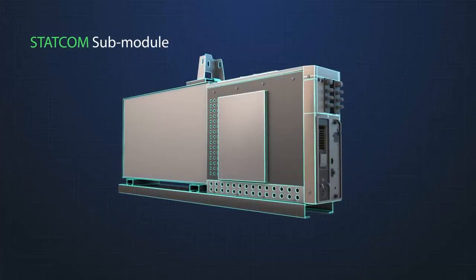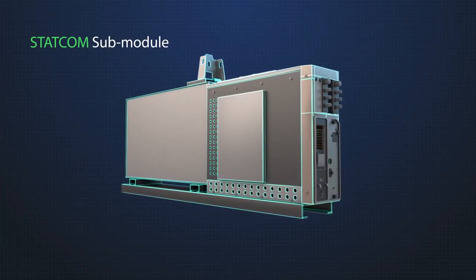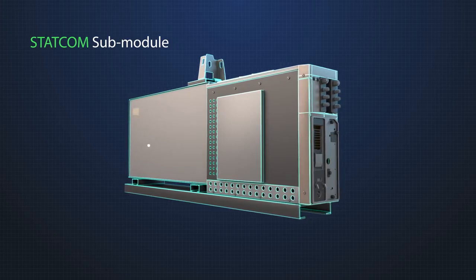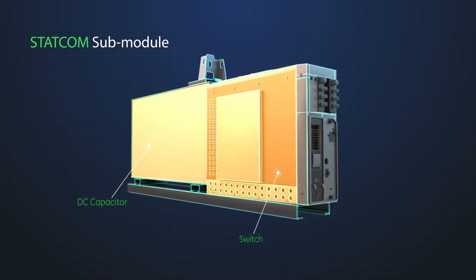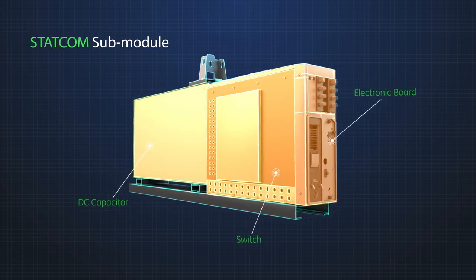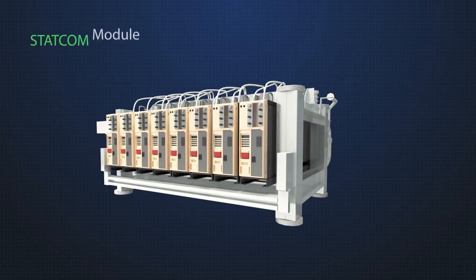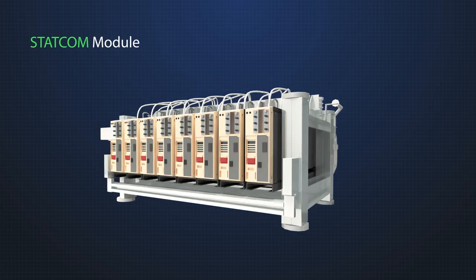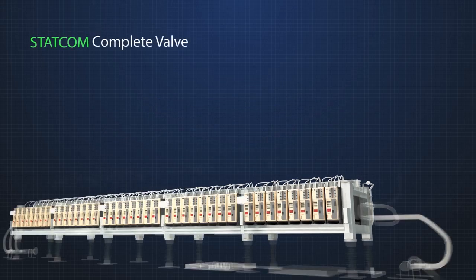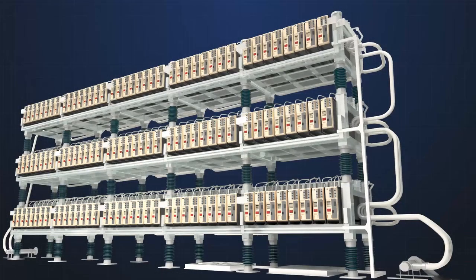The basic building block of the Statcom is the valve submodule. Each submodule consists of a pre-charged DC capacitor, a high-speed switch, and electronic boards for protection and communications. Typically, there are 5 to 8 submodules stacked together to form one valve module. Several modules connected together form a complete valve for one phase of the Statcom. These are generally stacked 3 high to form a 3-phase system.